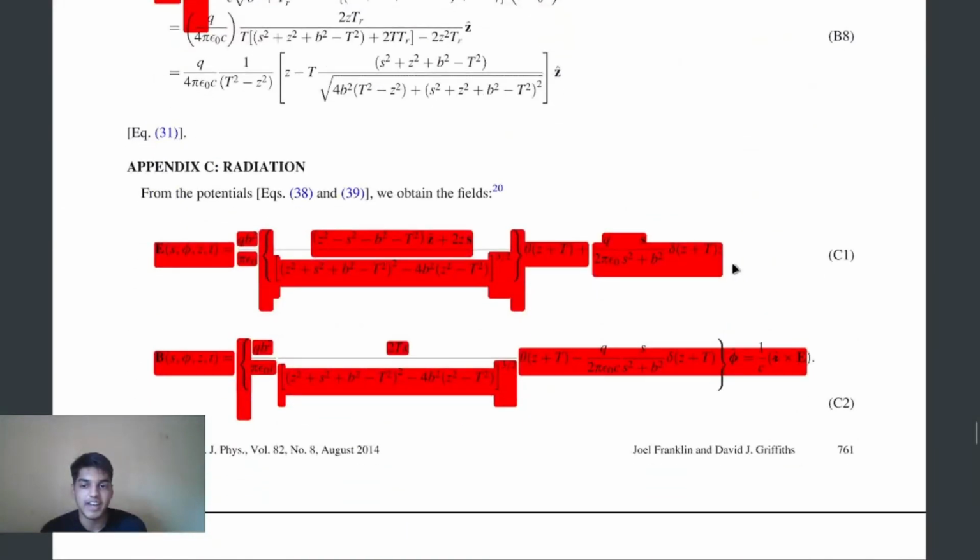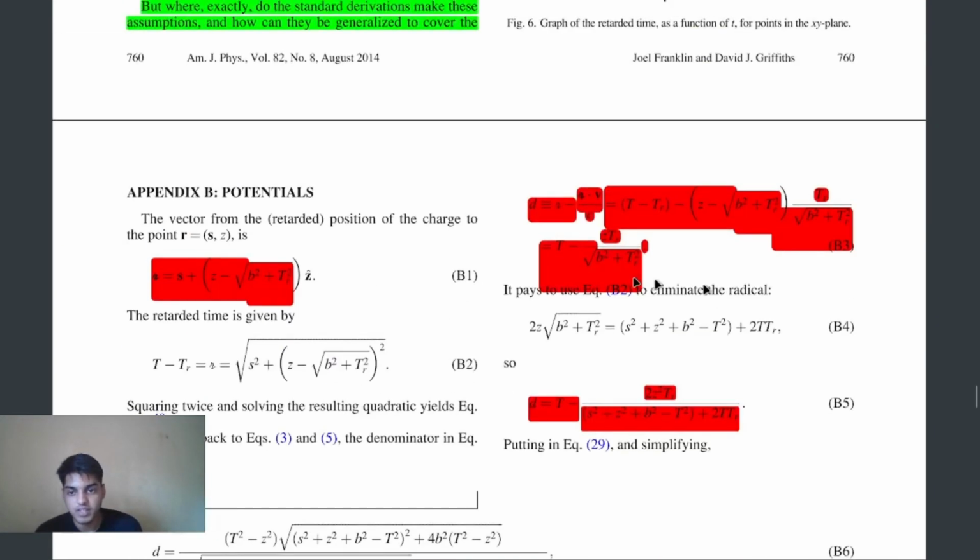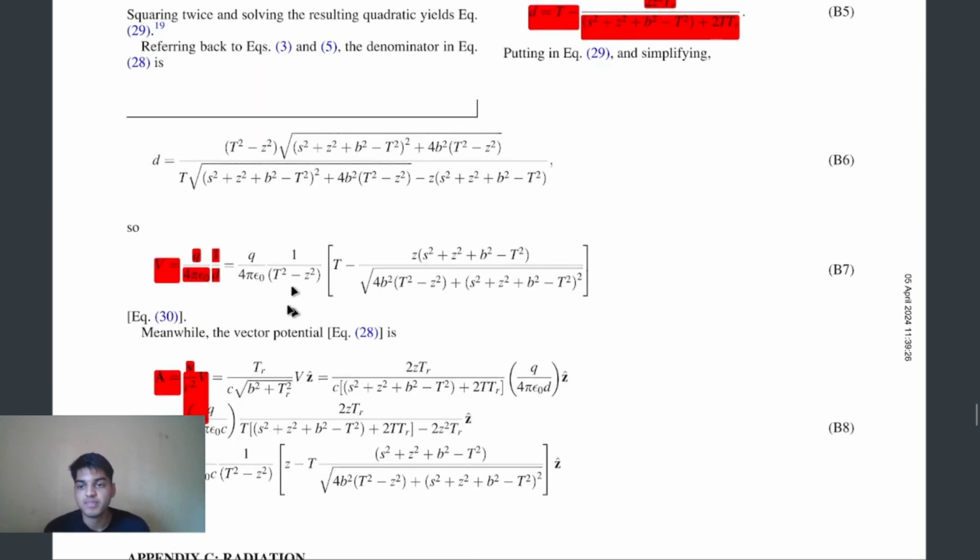After this, we tried to work out some potentials, where r is equal to s comma z, and the denominator comes out to be t_r under root b square plus t_r square. We can find the potential as kq by b, and the vector potential as v by c square multiplied by the scalar potential.